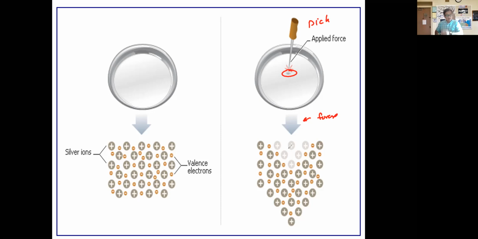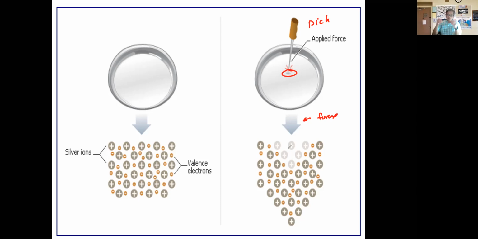Now, is there a point? Can you keep on applying a greater and greater force, and still the metals won't break? Obviously, no. We know that if we keep stretching out a metal, at some point it's going to break. Okay? So yes, there is a limit to that.